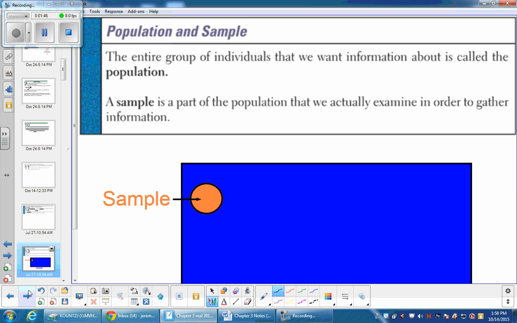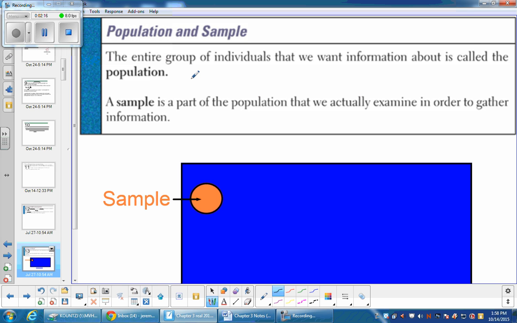Now, this is a big issue. It seems like a simple idea, but it's very important. We now know the difference between what the population is we're studying and the sample. If I want to find out how people in our area think about gay marriage, if we want to know what everyone feels like, we could interview every single person in our community, but it would take a lot of time and money.